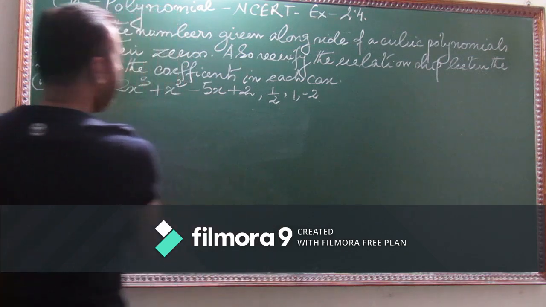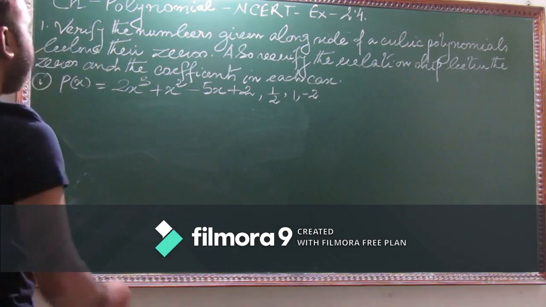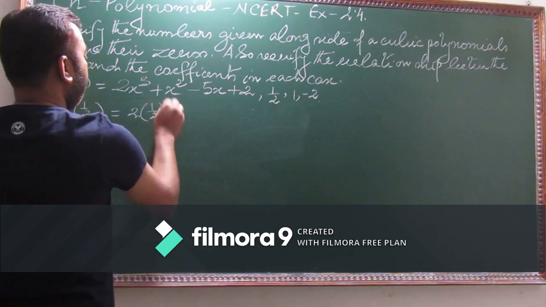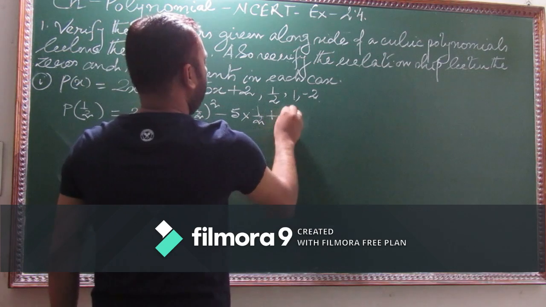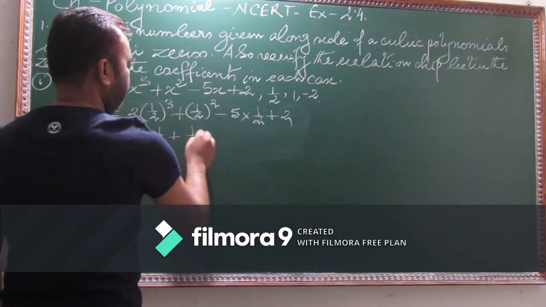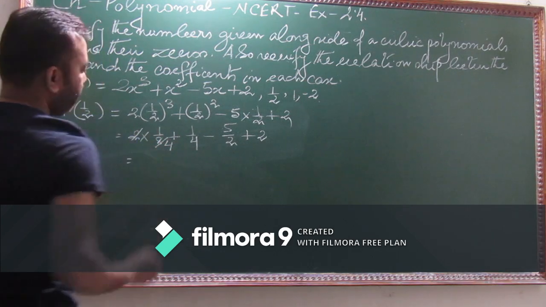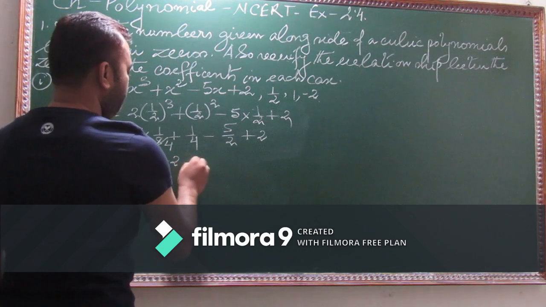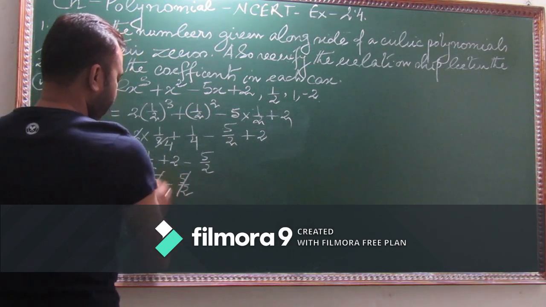To do this question, they said that I have to check whether half, 1 and minus 2 are the zeros or not. So first I have to find the value of p(half). What is the value of p(half)? This is 2 into half cube plus half whole square minus 5 into half plus 2. So this is 2 into 1 by 8 plus 1 by 4 minus 5 by 2 plus 2. So this is 1 by 4 plus 1 by 4, that means half. So this is half plus 2 minus 5 by 2. So this is 5 by 2 minus 5 by 2. That means this is 0.